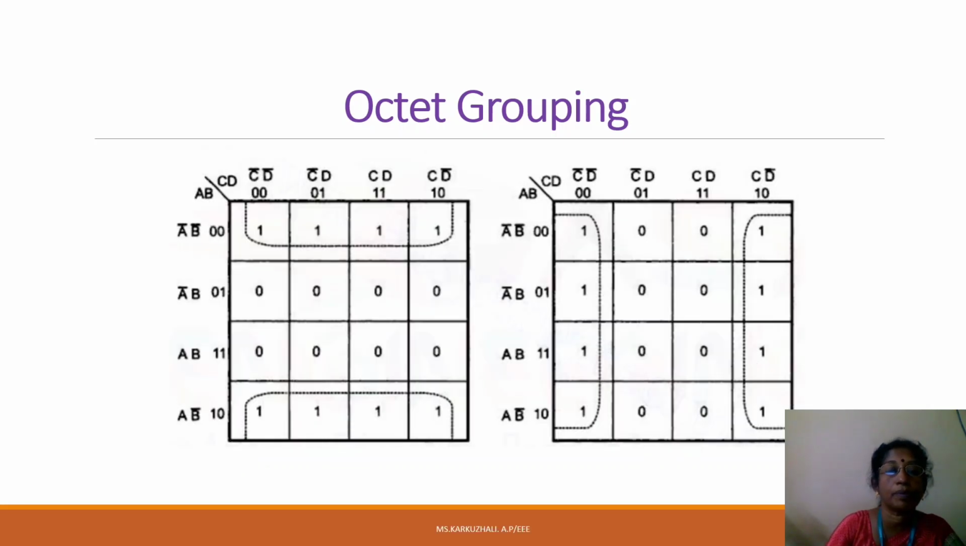Some more examples. You can also group like this. Can you follow? These 4 ones and these 4 ones will form an octet grouping. Similarly, vertically, these 4 ones and these 4 ones in the cells will form the octet grouping.